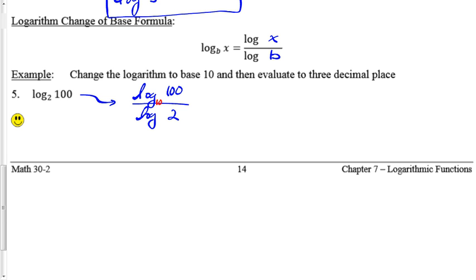Without a calculator, yeah? Because 100 is 10 squared, right? So this will be the same as, we don't need the logarithm, we know that's just a 2, over log base 10 of 2. And the denominator we will need the calculator for. So if you plug that in, what do we get to 3 decimal places?